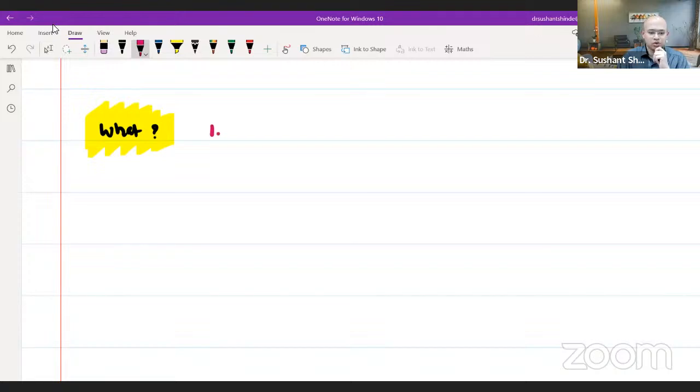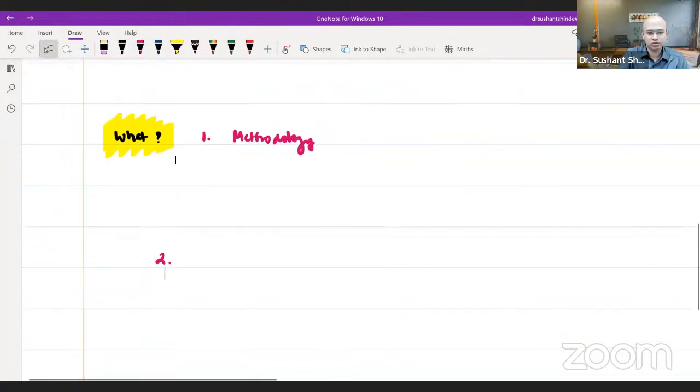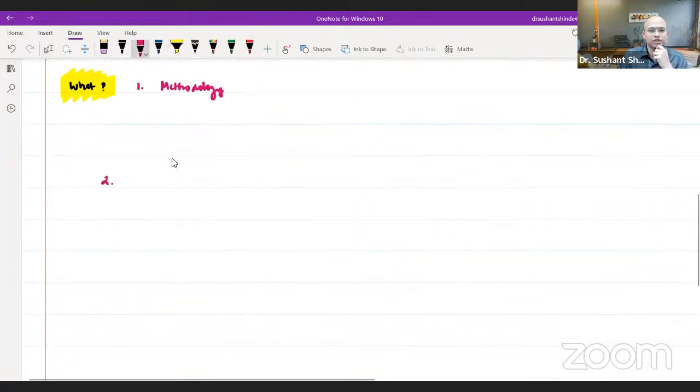The first thing you need to know is research methodology. The second thing you need to know is analysis of work. I'm just going to write this down. You need to learn how to do analysis of your research, or anybody else's research. And of course, the third thing that you need to know is scientific writing.